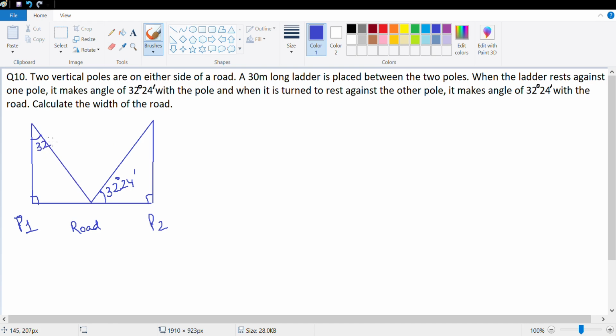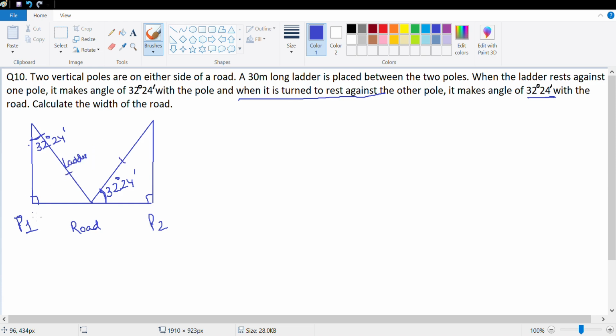So this is 32 degree 24 minute with the pole, and when it is turned to rest against the other pole, it makes an angle of 32 degree 24 minute with the road. So at one time it is making an angle with the road, at one time it's making an angle with the pole, and this basically is the ladder, which is equal in length, which means this and this are equal.